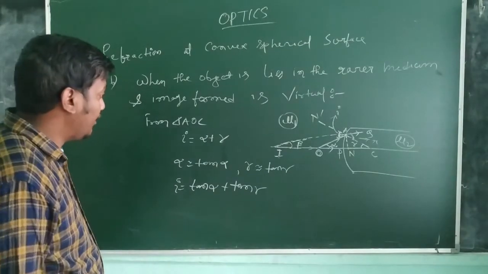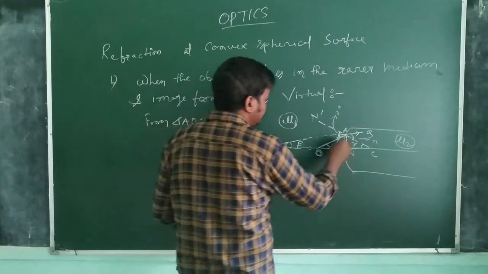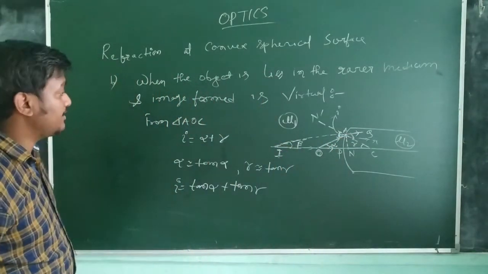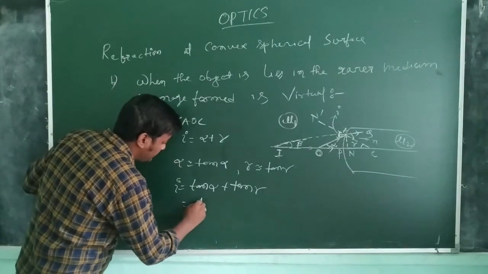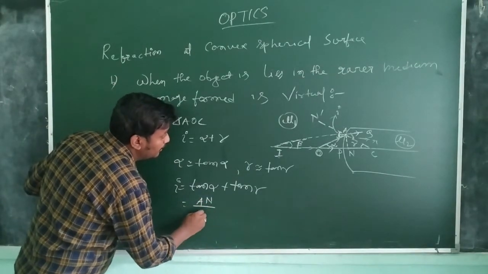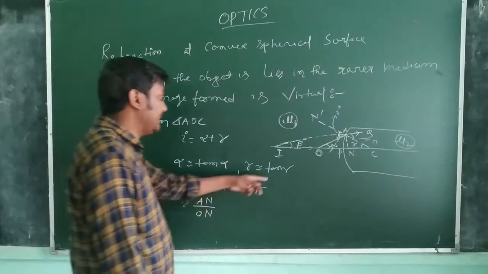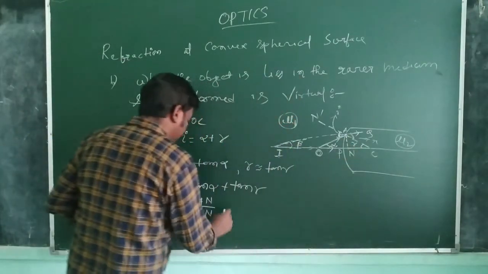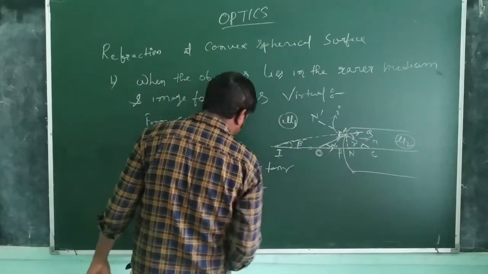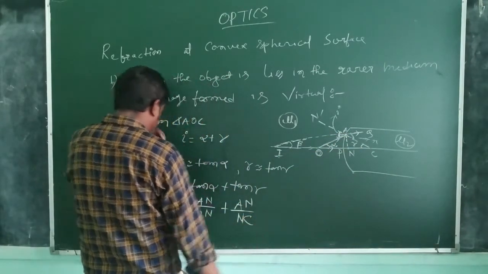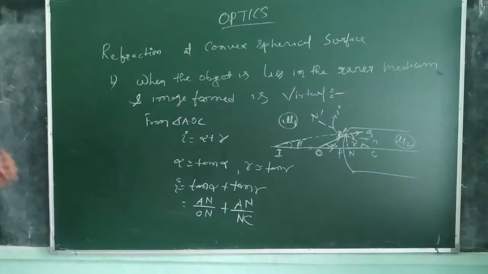Now what is tan alpha? Consider triangle AON. Tan is perpendicular by base. Here the perpendicular is AN and the base is ON, so tan alpha is AN by ON. And what is tan gamma? Consider triangle ANC. Tan gamma will be AN by NC.